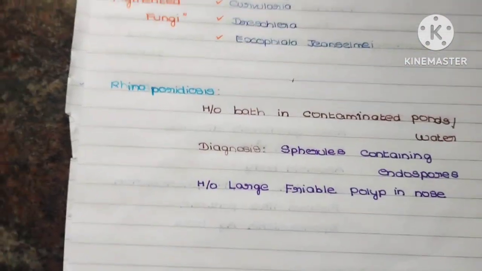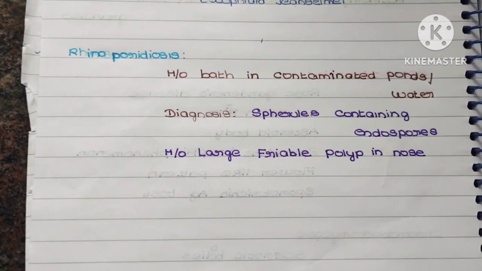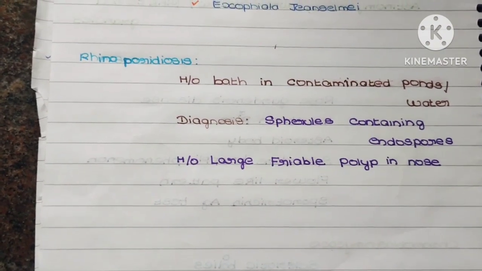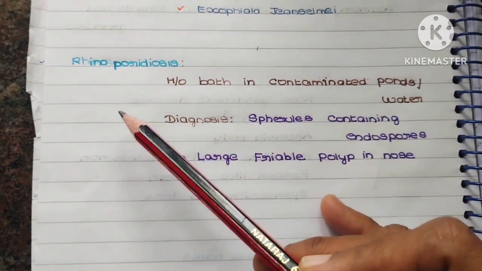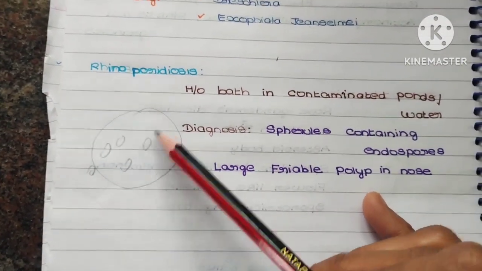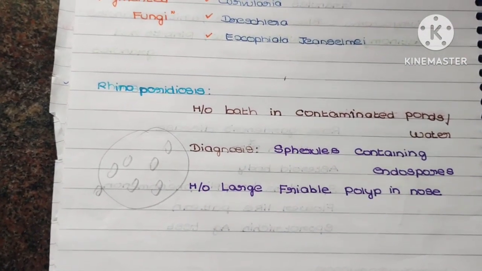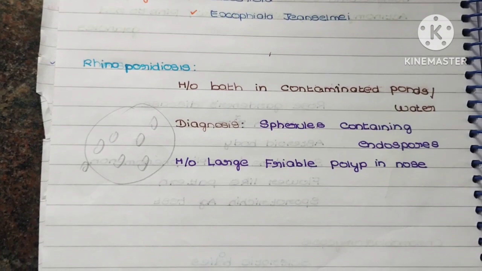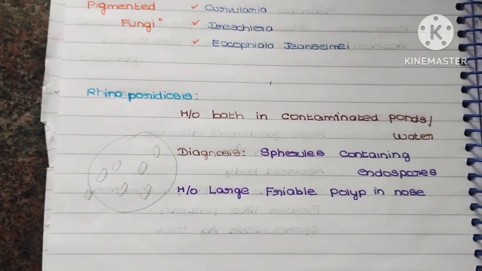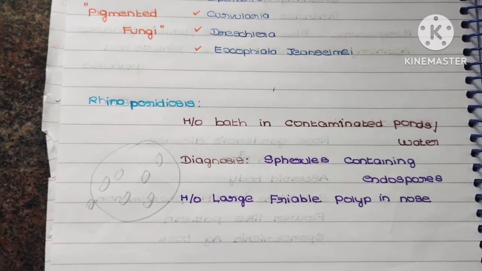And next, coming to rhinosporidiosis, if there is a history of bathing in contaminated ponds or any water source, and diagnosis is usually by spherules containing numerous endospores, and by clinical history there will be a large friable polyp usually present in the nose. Okay, if you come across these points, these are the hints for rhinosporidiosis.